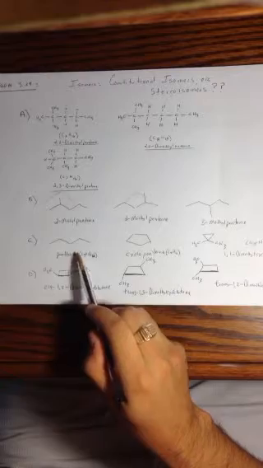For C, cyclopentane and 1,1-dimethylcyclopropane are constitutional isomers because they have the same molecular formula of 5 carbons and 10 hydrogens. This is a different structure compared to the rest.